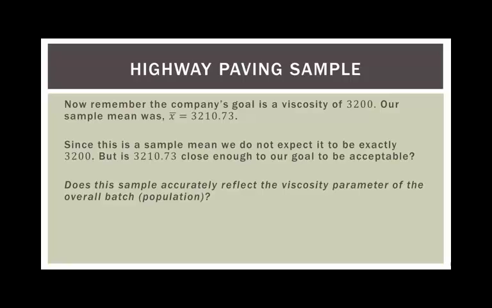Now, in previous videos, I pointed this out, that when we use the term parameter, we're talking about the population. So the population mean is a population parameter. Our sample mean is the sample statistic. So parameters versus statistics. But is this sample good enough? Does it overall reflect the whole batch? Now, I know that the answer is yes. But the question is, how can we determine that statistically? And that's going to be something we explore in subsequent videos.